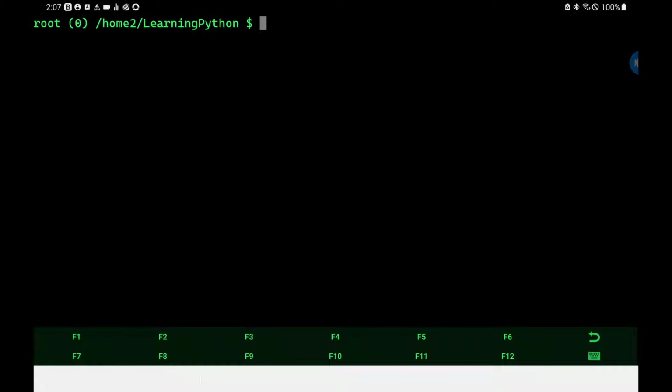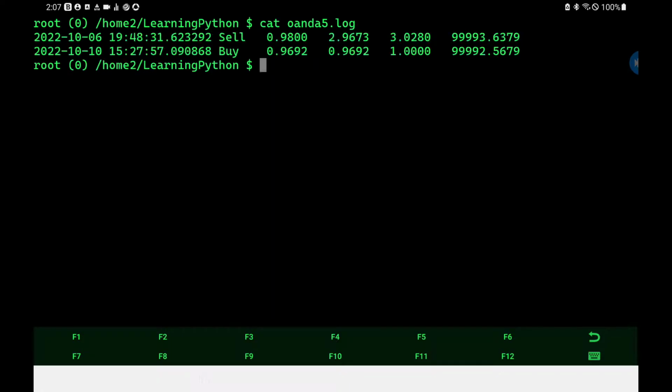And of course, I've done some trades already. Let's get to the log file. I've made one sell that I've recorded and one buy that I've recorded. The price, the total volume either sold or purchased, and the total size, the final amount that I am actually using. And then of course my balance at the moment.